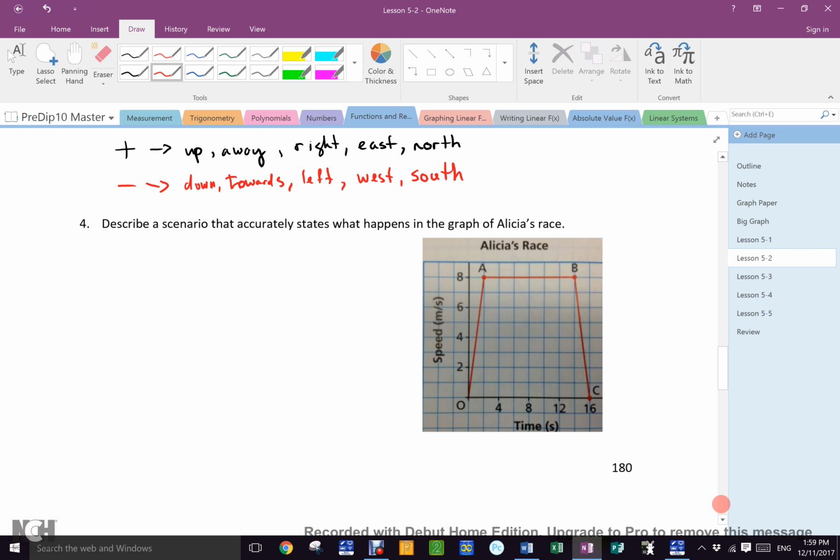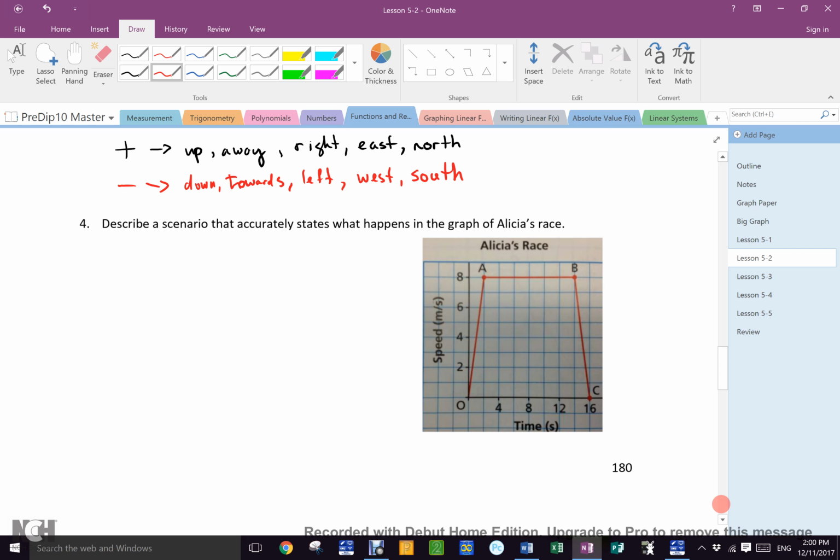Take it away, Taylor. Alright, so Alicia is at the starting line, and then all of a sudden the air horn, or whatever they're using, starts the race. Then she speeds up really quickly to 8 meters per second. Nobody is moving 8 miles per second. So 8 meters a second. And then she is like that for a little bit. And then when the race is over, she stops running abruptly. Good, that's a solid 3. Yeah, thank you. How could she make it a 4?